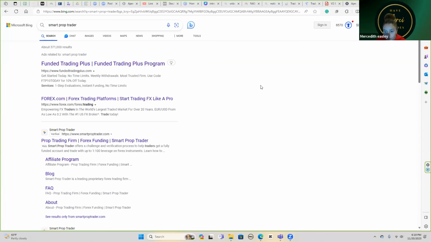Futures, Forex, both. Indices isn't a market. You can trade indices in Forex or futures.